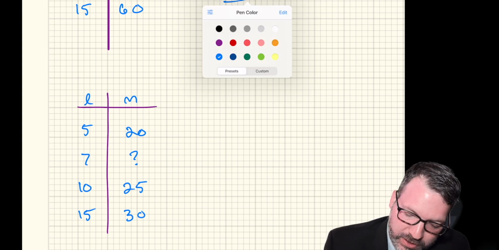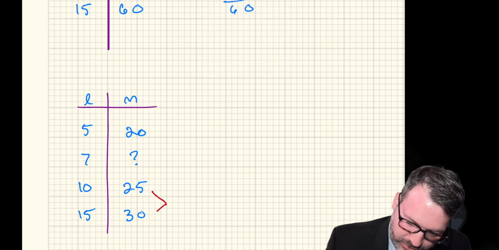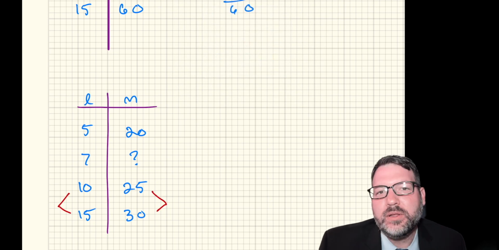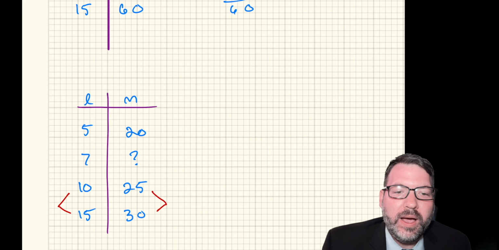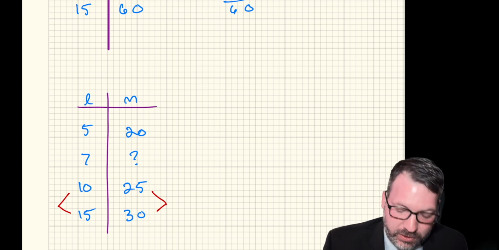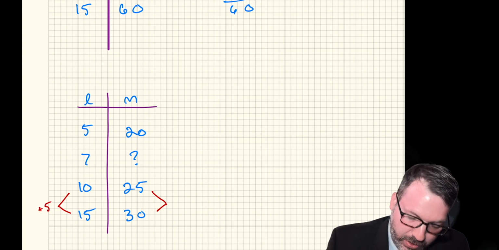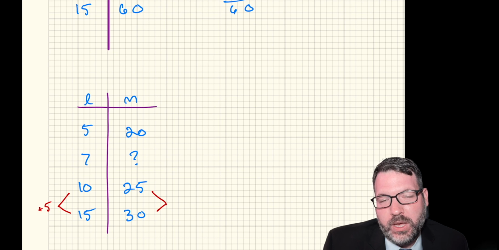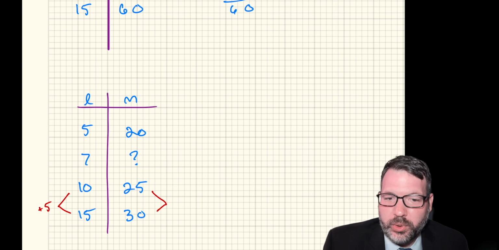So it's not that they're multiples of 5. If you look in particular at these last two, there's something interesting you can do. You can always look how they're changing. Well, how is L changing to get from 10 to 15? It's going up by 5, right? How is M changing to go from 25 to 30?